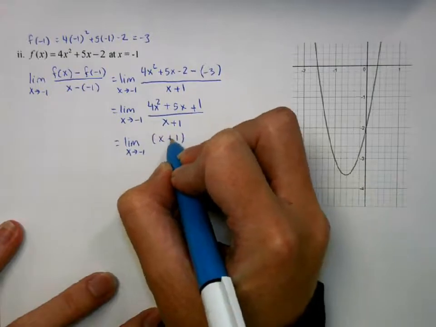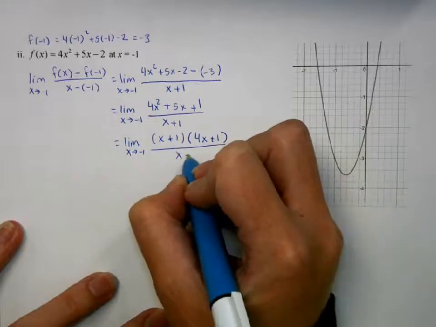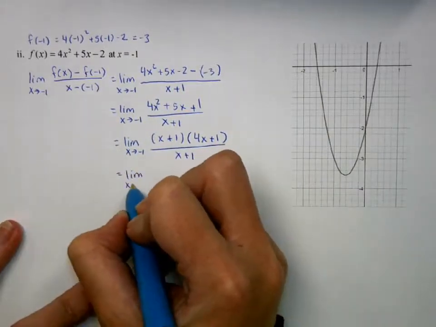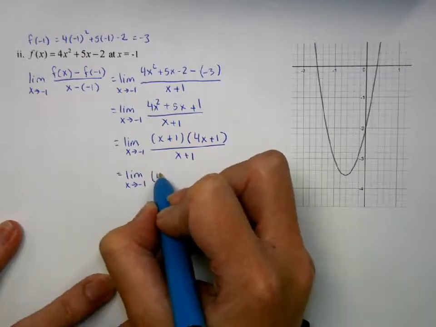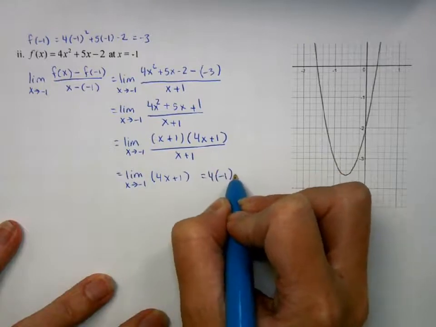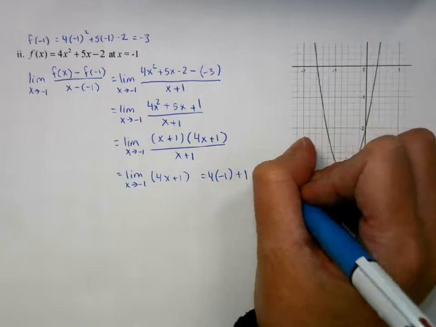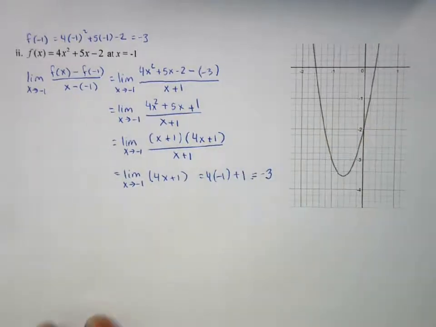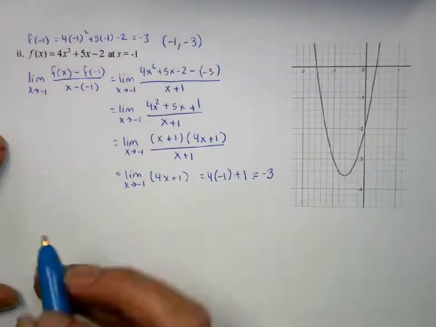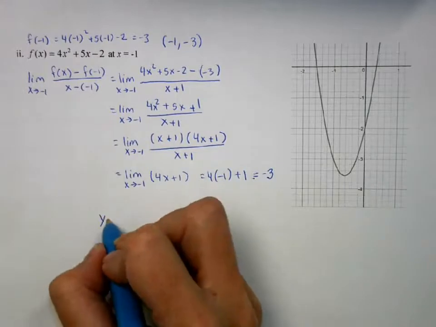So we'll do the limit as x goes to -1 of just 4x plus 1. So 4 times -1 is -4, plus 1 is -3. So my tangent line, my point is -1, -3. My slope is -3. So we're going to have y plus 3 equals -3, x minus -1 or plus 1. Again, you can leave it just like that.